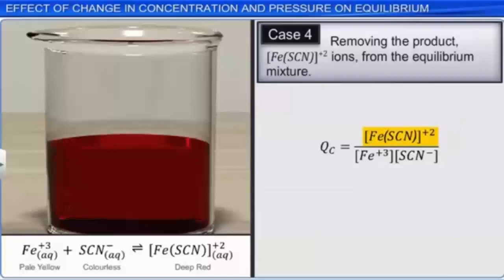This results in Qc becoming less than Kc. Hence, the forward reaction of Fe+3 and SCN- ions combining to give FeSCN+2 takes place. Thus, you can conclude that removing a product from the equilibrium mixture results in the forward reaction.